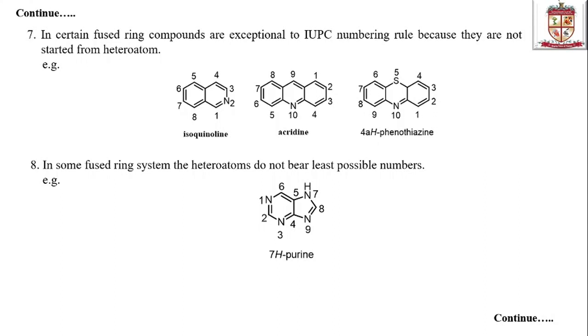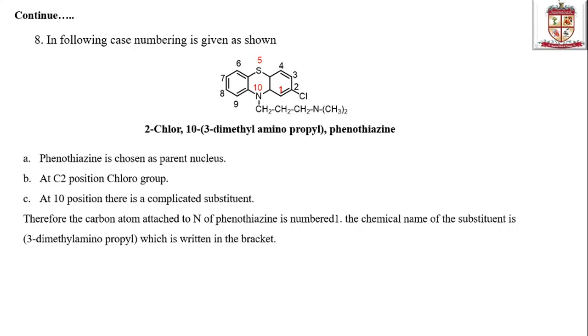Firstly, in the case of purine, we complete the ring of pyrimidine and then move forward to the imidazole ring. Hence, the numbering is 1, 2, 3, 4, 5, 6, and then the lowest possible number is given to the imidazole nitrogen, which is unsaturated, followed by the numbering 8 and 9. In the following cases, numbering is given like this. This is phenothiazine.